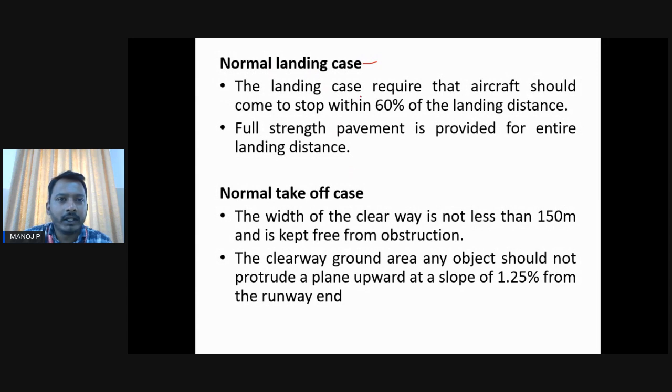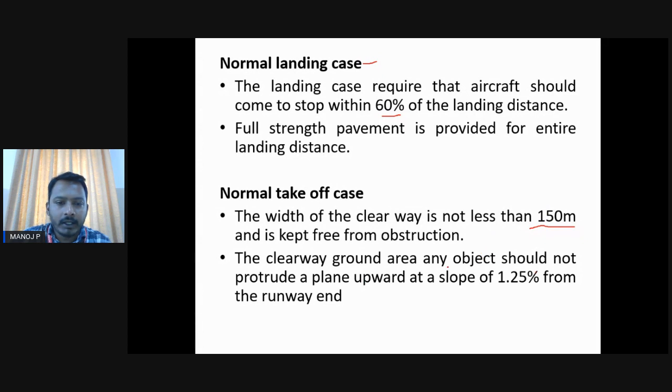In the normal landing case, the aircraft should come to a stop within 60% of the landing distance. Okay, a full strength pavement is provided for the entire landing distance. This is normal. In the normal takeoff case, the clearway should not be less than 150 meters, and it should be kept free from obstruction. That is, even while taking off, there should be no obstruction.